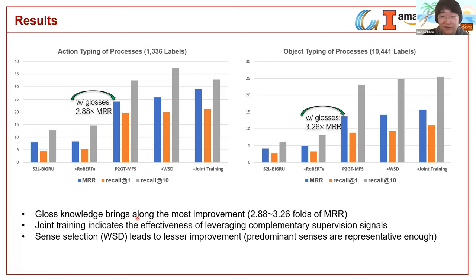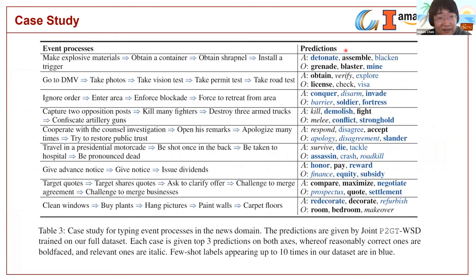We also provide a case study to show how the system performs process typing on event processes extracted from the news domain. Given a process of making explosive materials, obtaining a sharp nail, obtaining a container, and installing a trigger, this is likely to be the process of assembling a grenade or assembling a blaster, although it is clear that this kind of process could not pre-exist in WikiHow. Also, we mark those future labels that appear less than 10 times as blue, which indicates that leveraging the gloss knowledge as indirect supervision helps the system make less biased predictions.